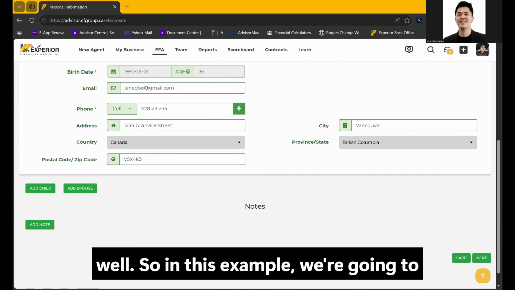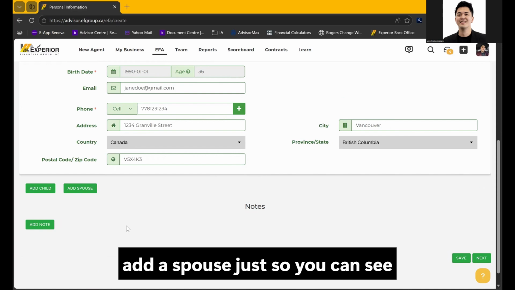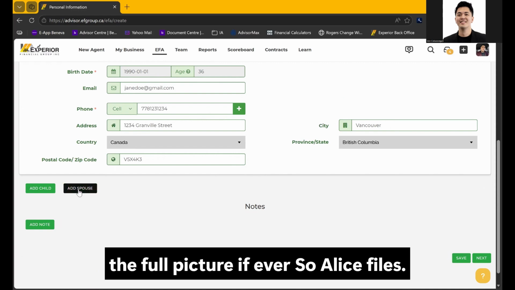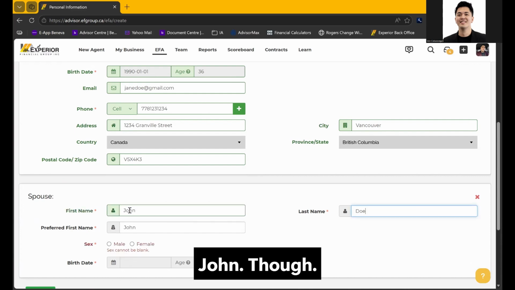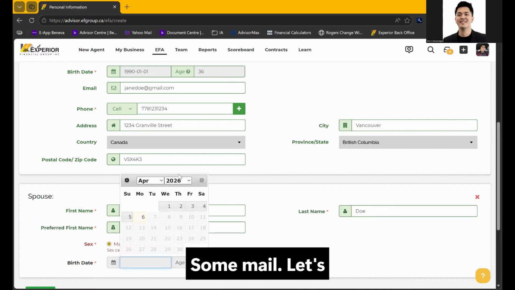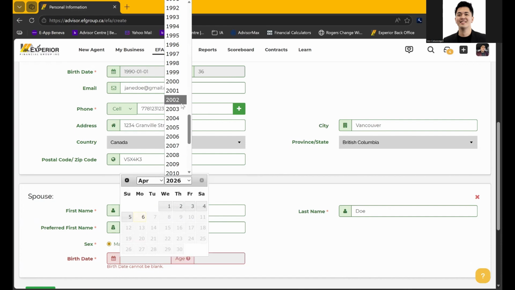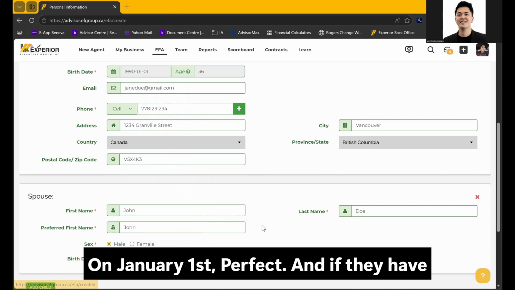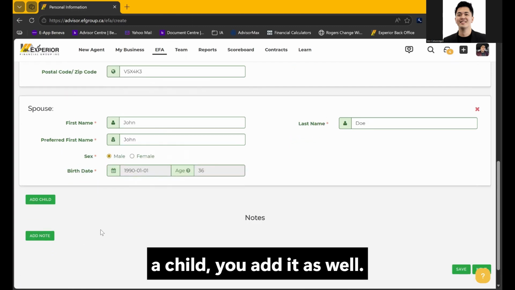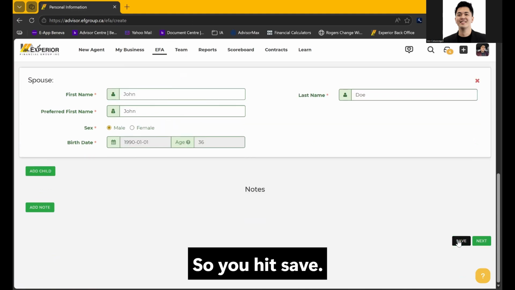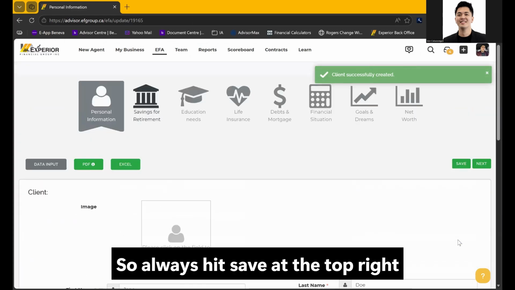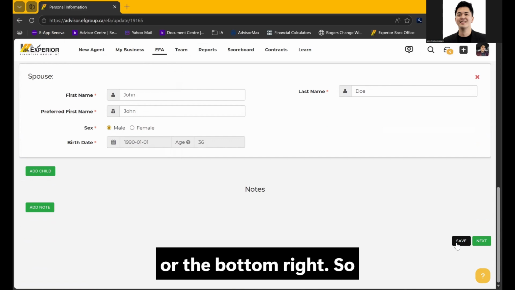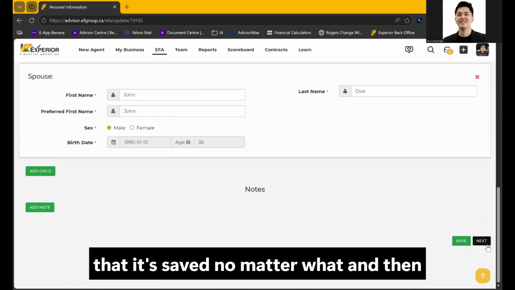So in this example, we're going to add a spouse just so you can see the full picture, if ever. So add a spouse, John Doe. It's a male. Let's put them to 1990 as well. January 1st. Perfect. And if they have a child, you add it as well. So you hit save. So always hit save at the top right or the bottom right so that it's saved no matter what. And then you hit next.